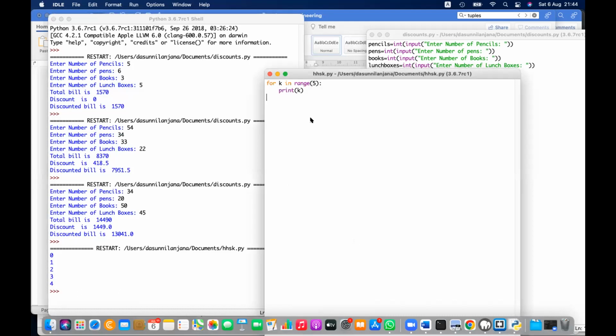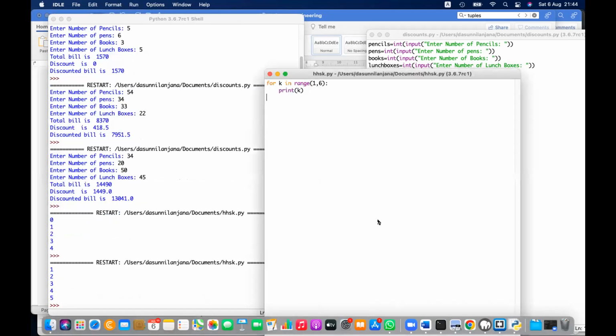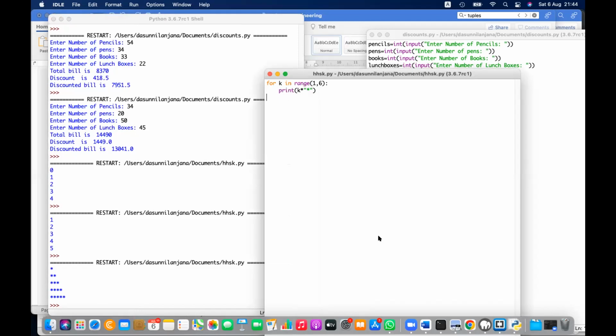4. If I need 1 to 5, I have to start from 1, and here I have to mention 6. Then it prints 1 to 5, because when it becomes 6, it will terminate. Otherwise it will start from 0 and go up to 4. So now it is printing from 1 to 5. I don't need k itself, I need k number of asterisks. When I give the code like this, it prints k number of asterisks.